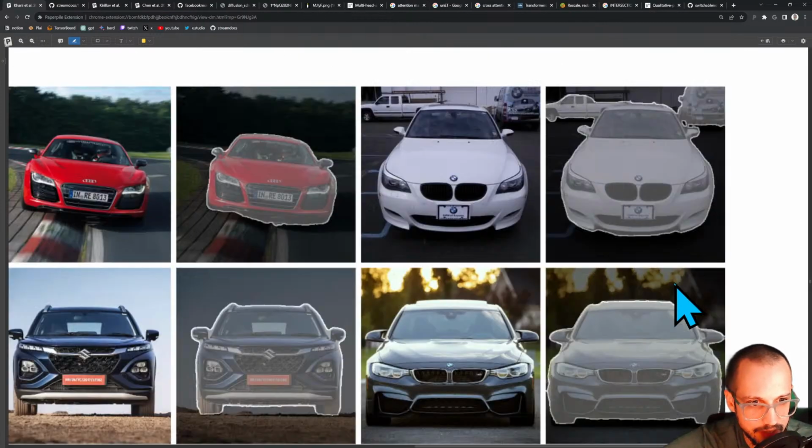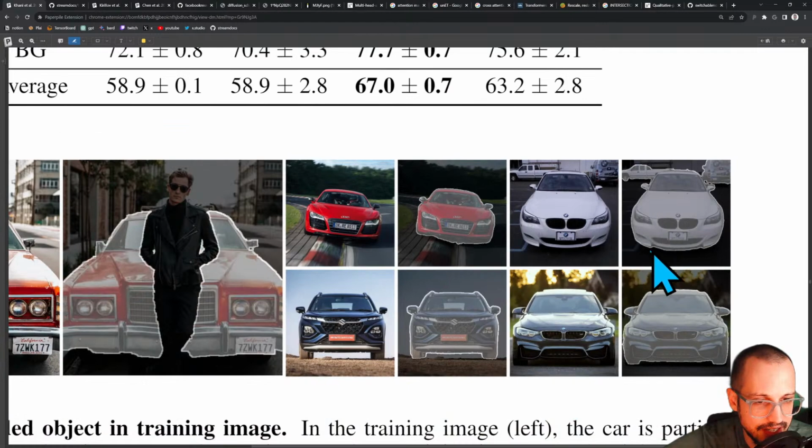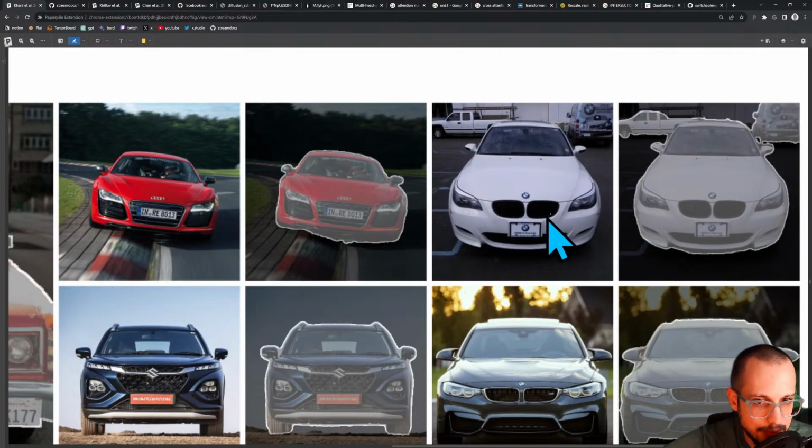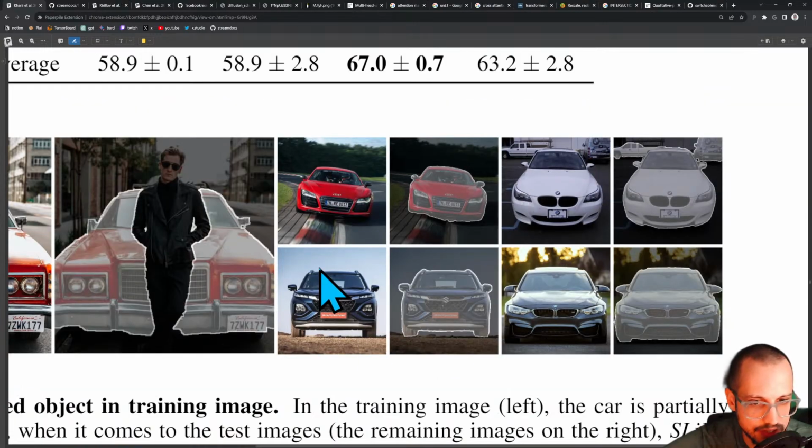And it's actually kind of interesting here where it segments out the other car. You see that? So it doesn't just segment the BMW here, it segments out this truck and then this little car in the back as well, because it's like, oh, you want the cars. All right, here's the cars.